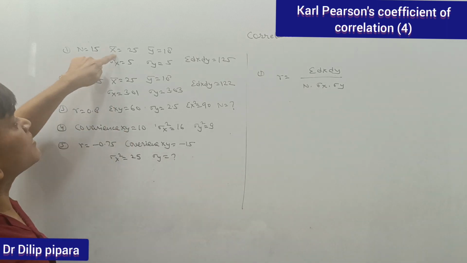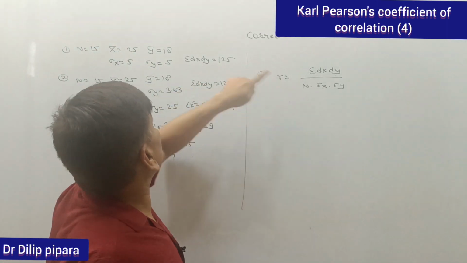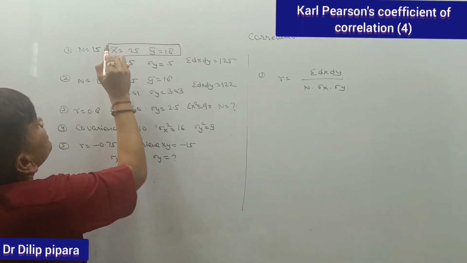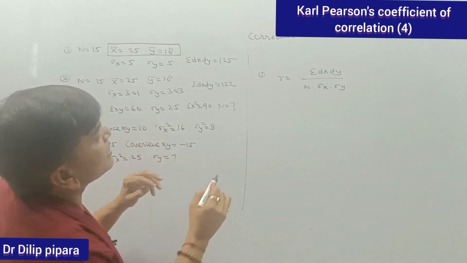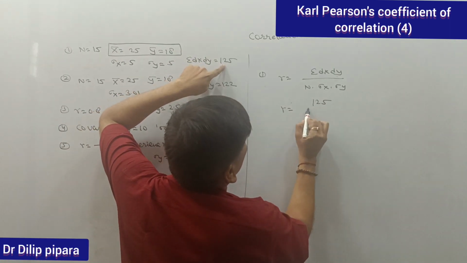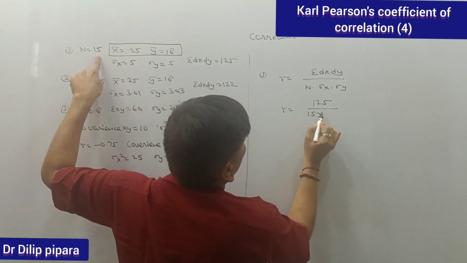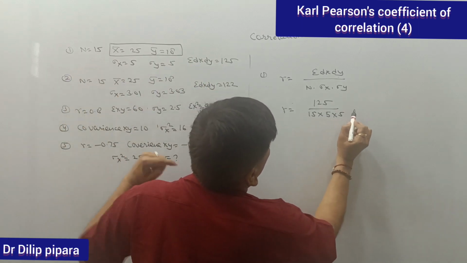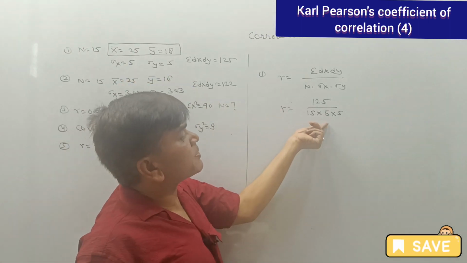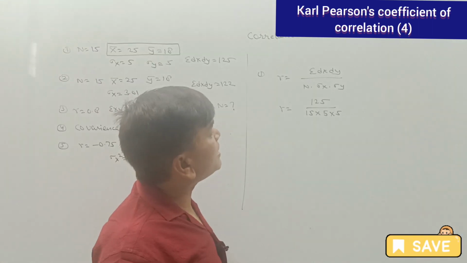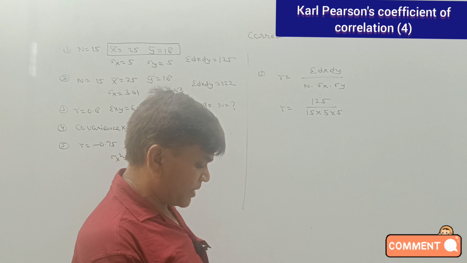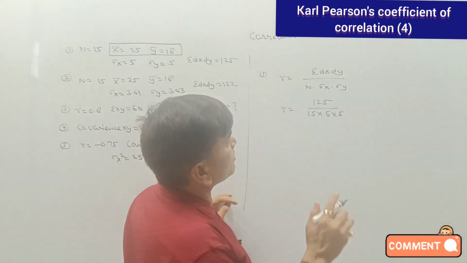Here you will see x bar and y bar are given, but we are not using them. They are given just to confuse the student. Generally you do not need to use them. So 125 divided by 15 multiplied by 5 multiplied by 5. Very easily you can calculate, that is 125 divided by 15 divided by 25. So the result will be 0.33.